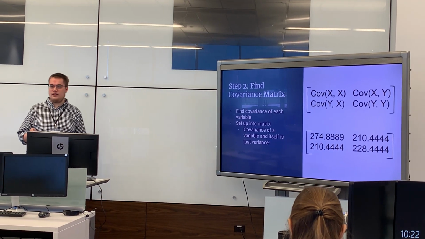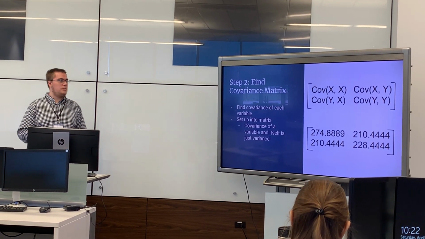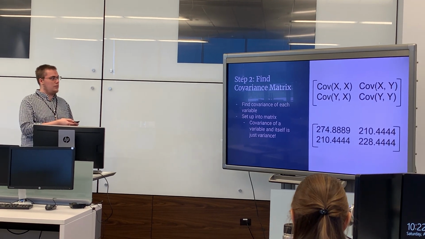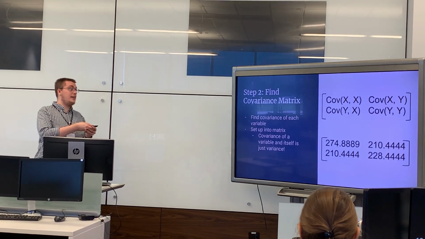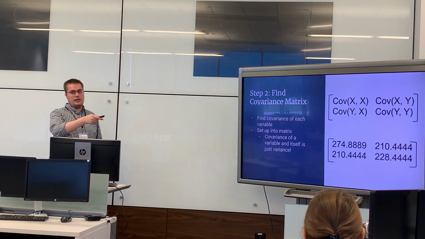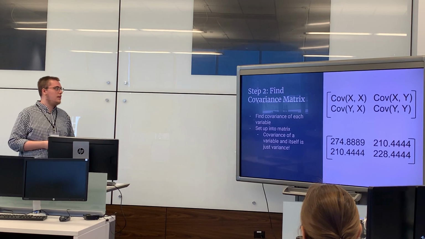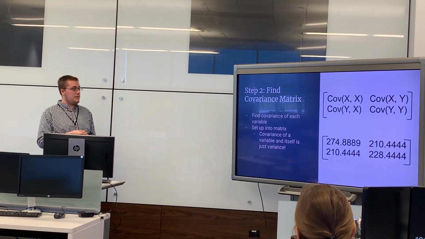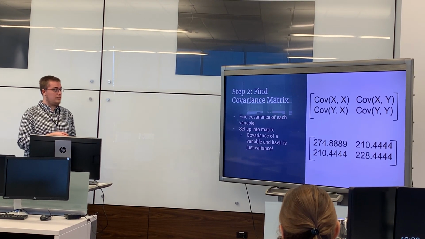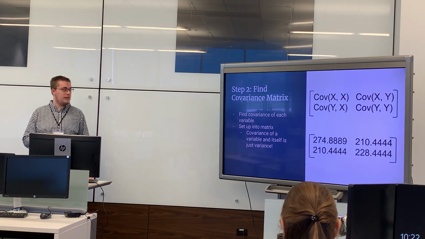If you had more data sets, like x, y, and z, it would be covariance of x and x, covariance of x and y, covariance of x and z, and then y and x, y and y, y and z, continuing on with that. It can be however large your data set is. The other important thing to note is that it's symmetrical across the diagonal, so covariance of x and y is the exact same thing as the covariance of y and x.